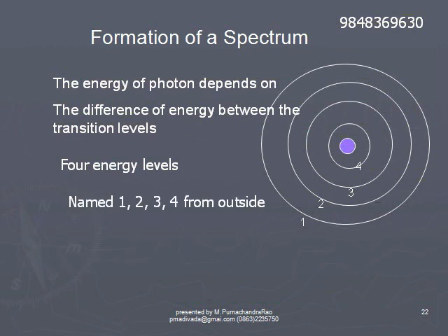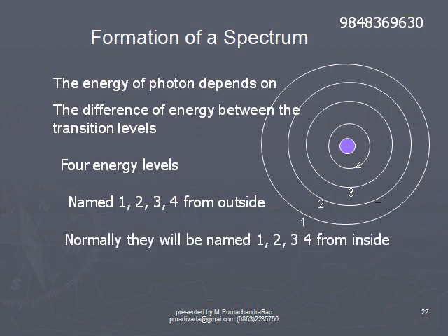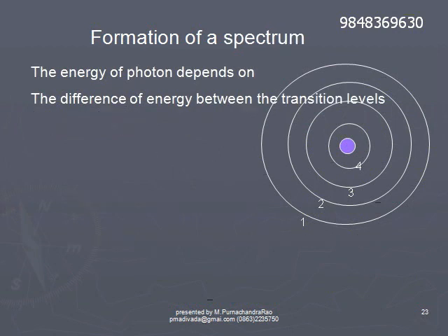Here I have numbered the energy levels as 1, 2, 3, 4 from outside. I have given 1 to the outermost orbit. Generally we number them from inside. So according to this figure, the transition from 1 to 4 gives one photon. The transition from 1 to 3 gives another photon. The transition 1 to 2 gives another photon.